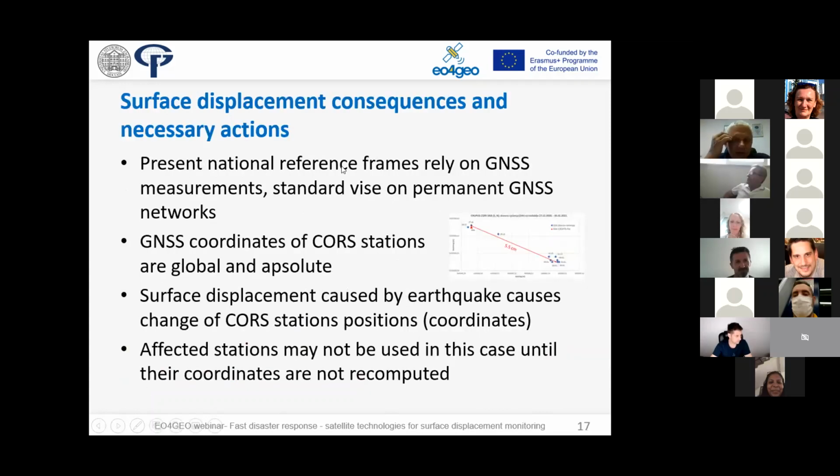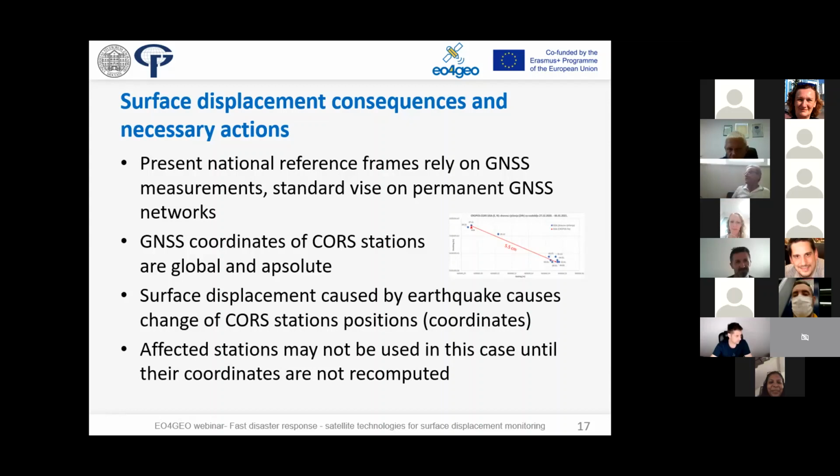Why should we be very cautious? So, first of all, today, many countries, or I would dare to say even most countries, changed their national reference systems and frames, and they rely on GNSS measurements.